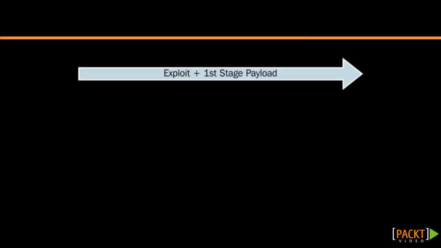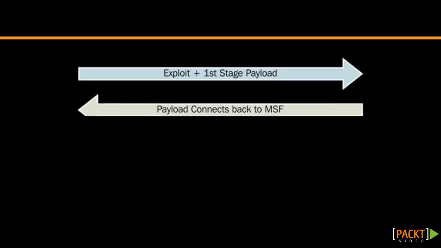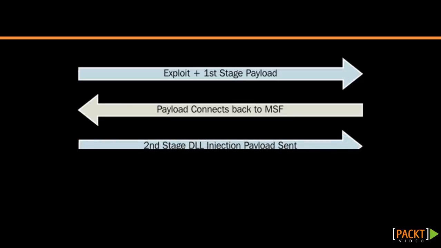Here is a simple block diagram of the working process of Meterpreter. If you look at the first line of connectivity, the exploit along with the first stage of payload is sent onto the target machine. If the exploit process is successful, the payload tries to connect back to the attacking MSF console. Once it has a connection established, a third stage occurs.